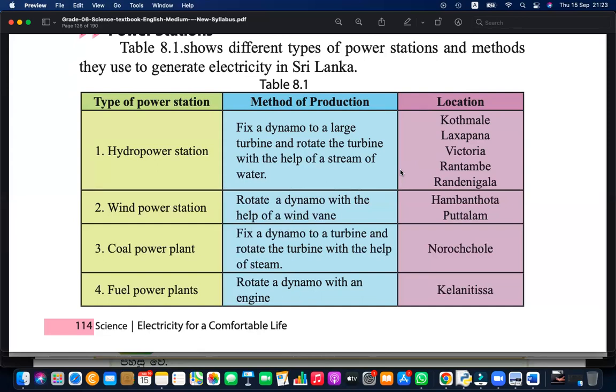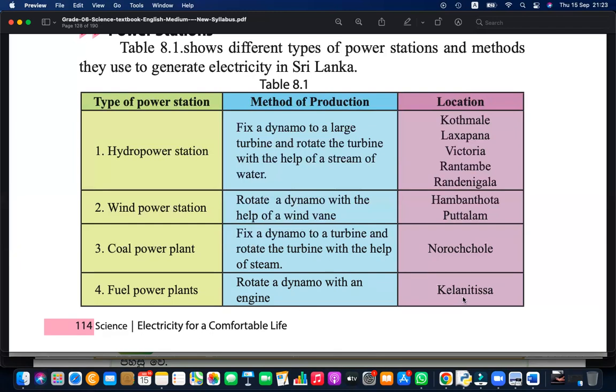Wind power stations: Hambantota, Puttalam, Chilaw, you can see some wind power stations. I have seen one, not a big one, but wind turbines are there in the Nuwara Eliya area also. Coal power station: Norochcholai. Right, Norochcholai is using coal, it rotates the turbine by burning coal or fuel.